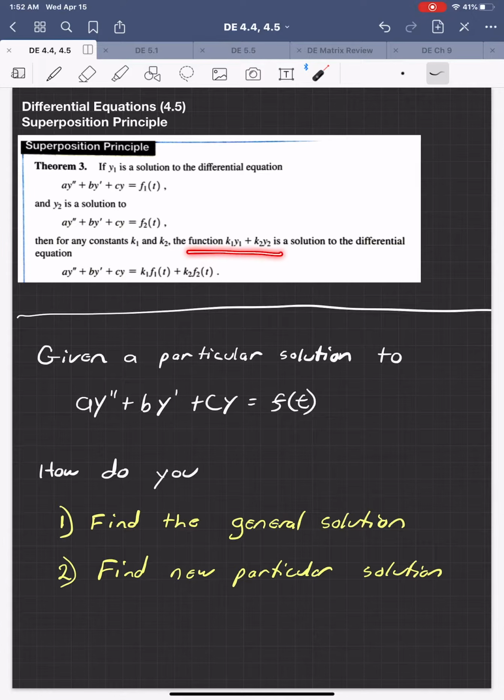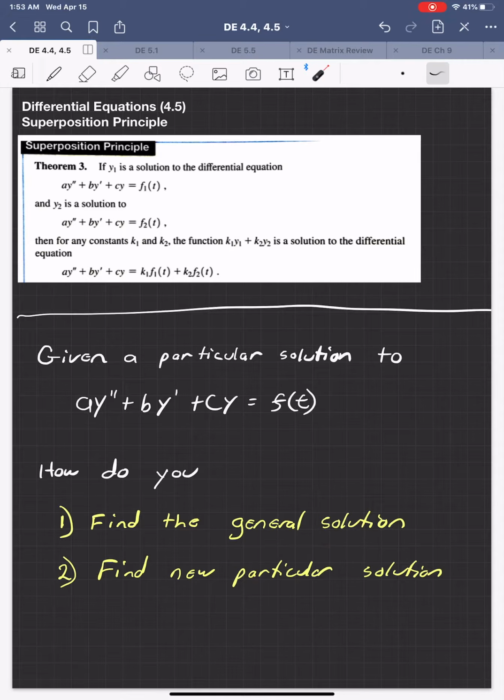the function, now notice what they're doing, they're attaching a constant to the first solution. They're attaching a constant to the second solution. But the function k sub 1 y sub 1 plus k sub 2 y sub 2 is the solution to the differential equation of this form, right? So notice that the form that we have here matches the form that we have of our solutions, and that's the idea.